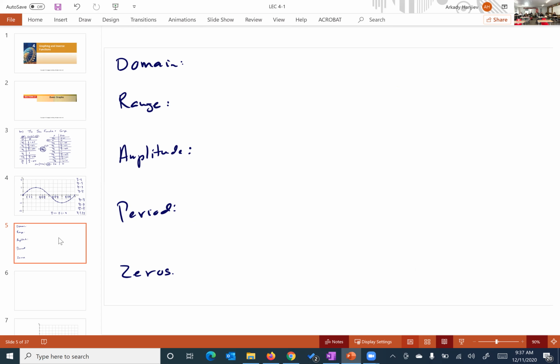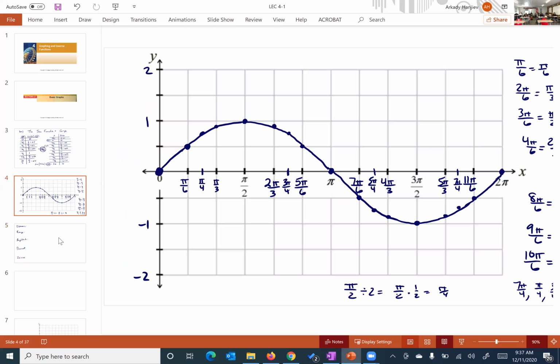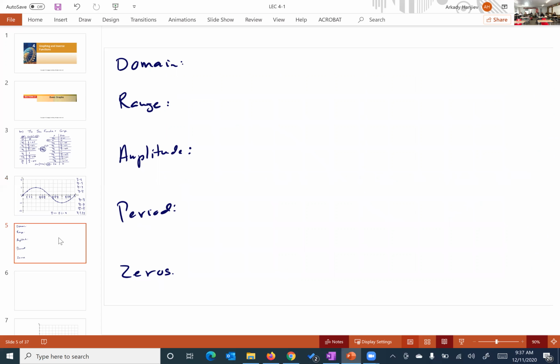All right, let's go up to this one here. Talk to me. Domain: is there any issue? Is there any time where this is undefined? No? Notice that every single x value gives us a y value. And so in this case, the domain is all real numbers.